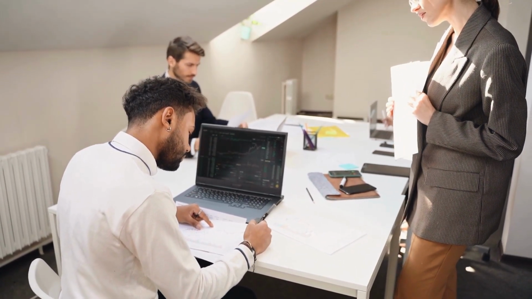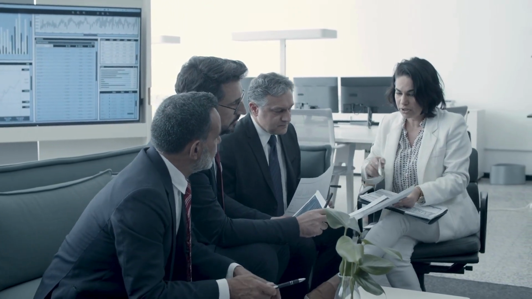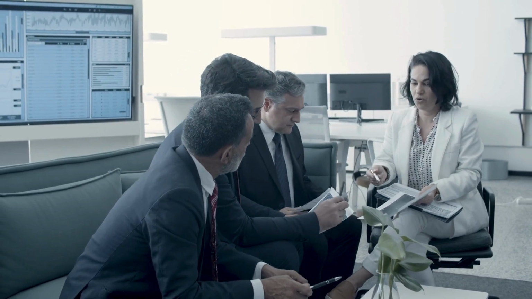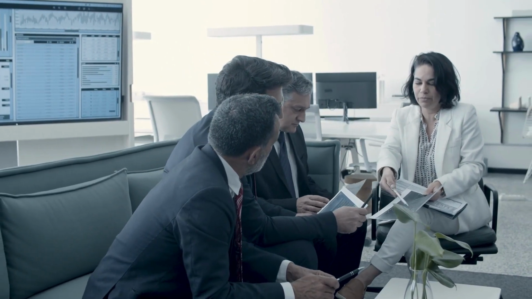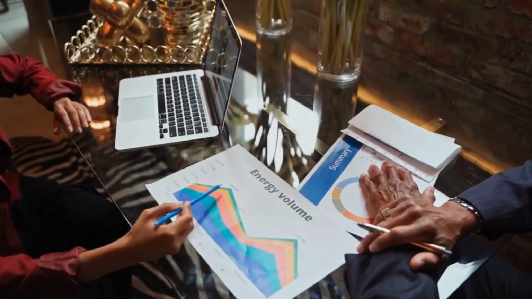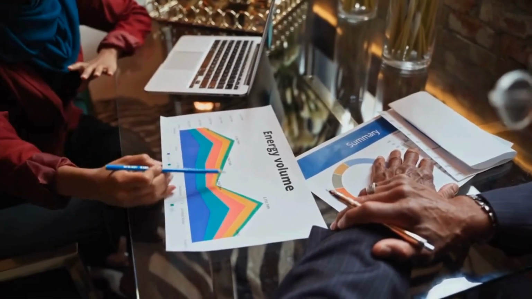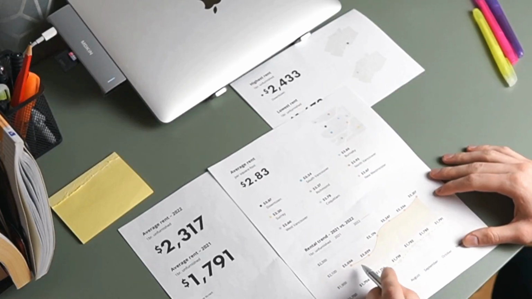3. The company, business analysis. Finally, we look at the company itself. This includes its business model, leadership quality, competitive advantage, and financial strength. Qualitative factors. Business model. What does the company sell? How does it make money? Is the model scalable and sustainable?